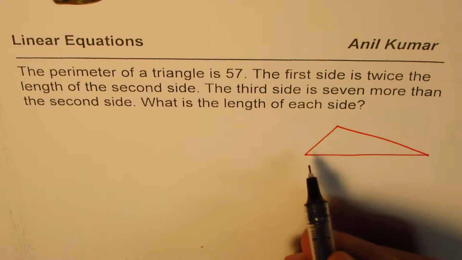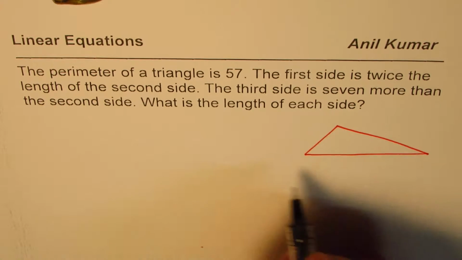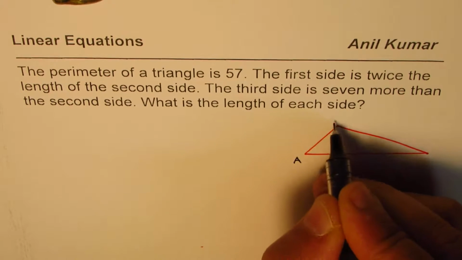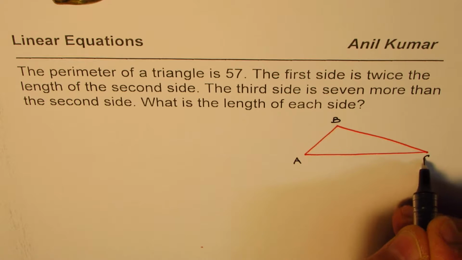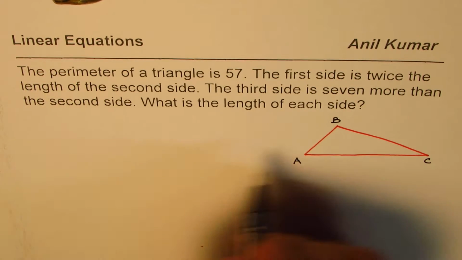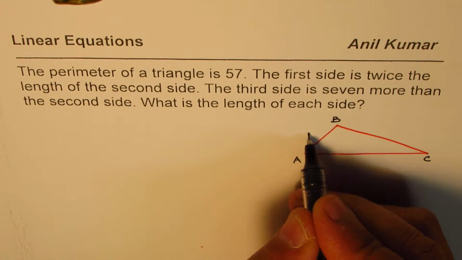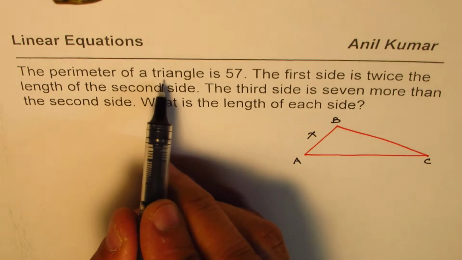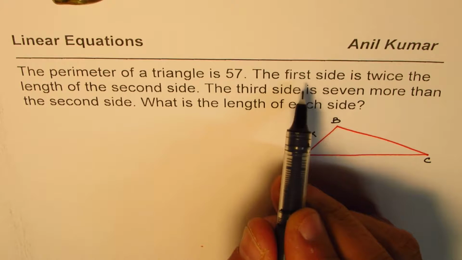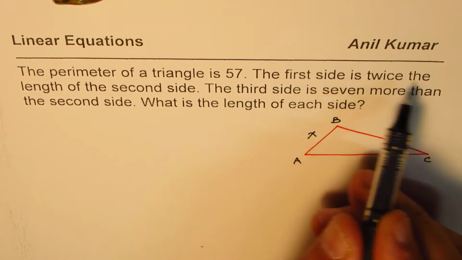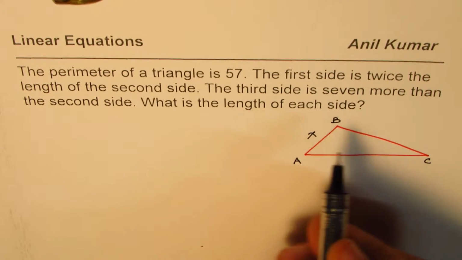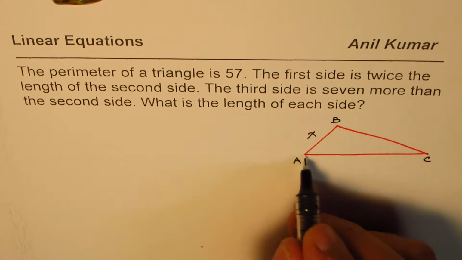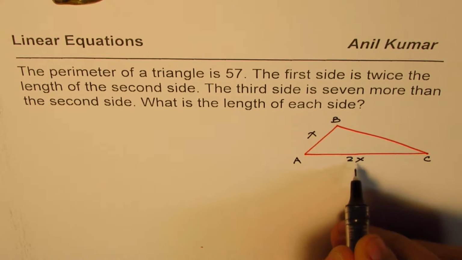So let us begin to define the variables. Let's call this triangle ABC. Let AB be of length x. We are given the perimeter of the triangle is 57. The first side is twice the length of the second side. So let us say this side AC is twice AB. That means AC will be 2 times x, right?